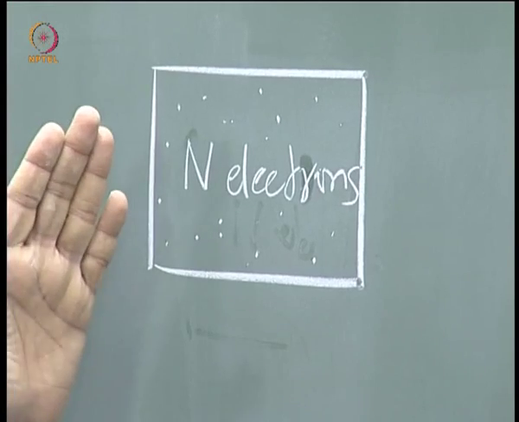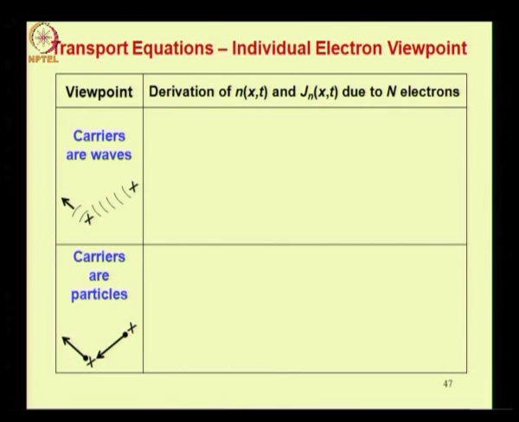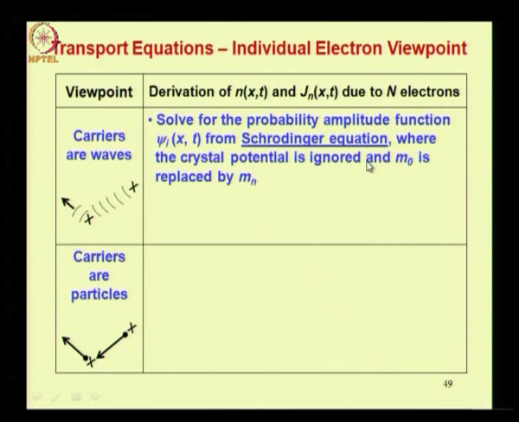Okay, and we are looking at the states of each of these electrons. That is what we are doing in this approach. If you regard the carriers as waves, what you will do is the following. First, you will solve the probability amplitude function psi(x,t) for each carrier i, where i varies from 1 to N, and this is done using Schrodinger's equation. Now when you are doing this solution, you will ignore the crystal potential and replace the mass of the electron in vacuum, m naught, by mn, so that the solution becomes easy.